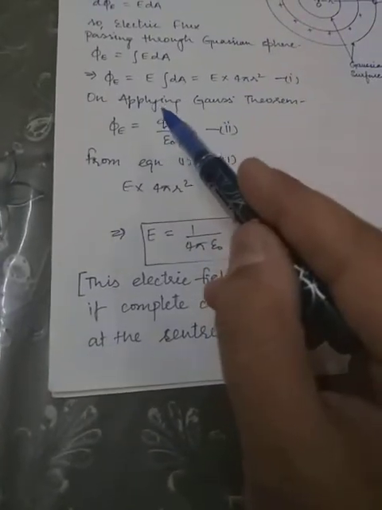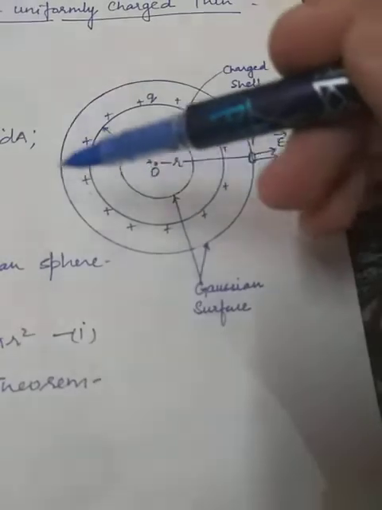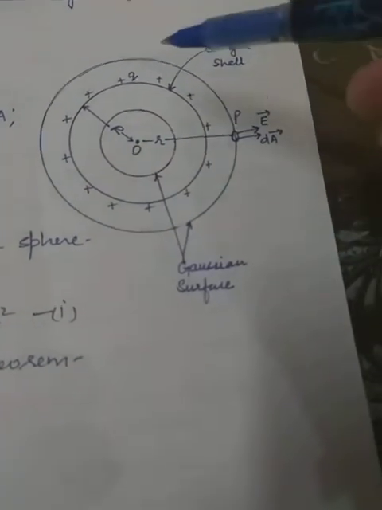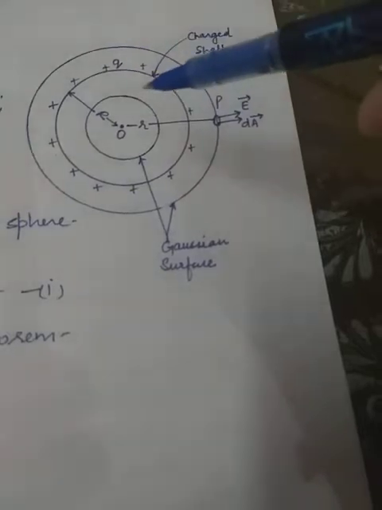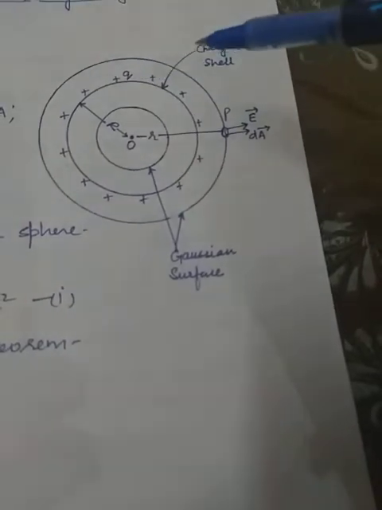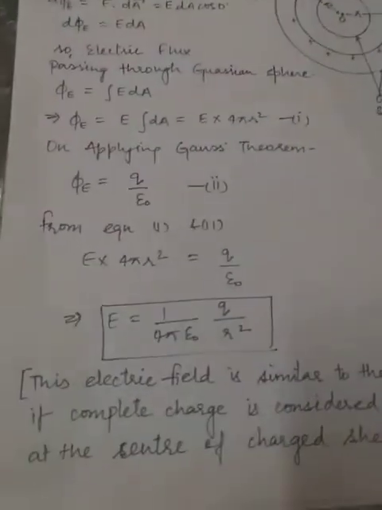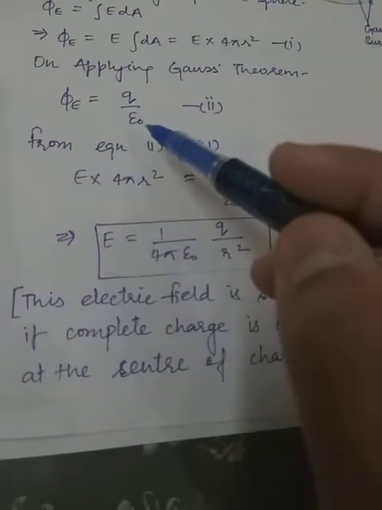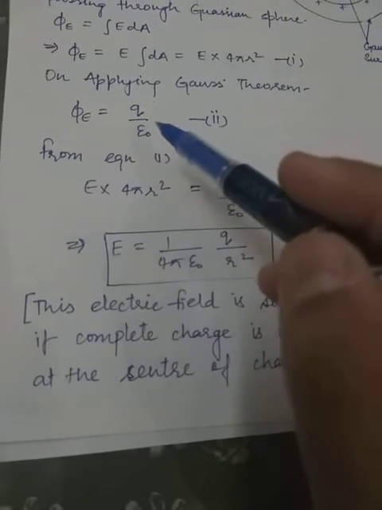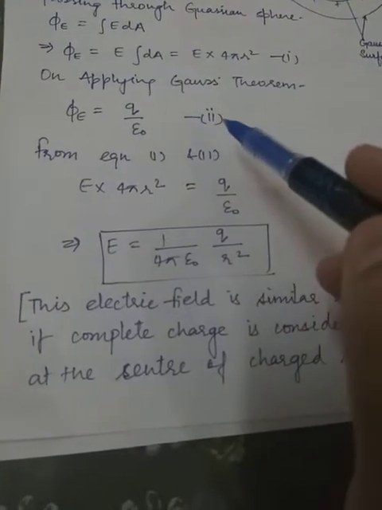Now we are going to apply Gauss theorem. As we can see, for the outer Gaussian surface, the complete charged spherical shell is inside it. So the total charge inside the outer Gaussian surface is equal to Q. So according to Gauss theorem, net charge enclosed in the Gaussian surface upon epsilon naught, that is the electric flux passing through the external Gaussian surface. Let it be equation number 2.